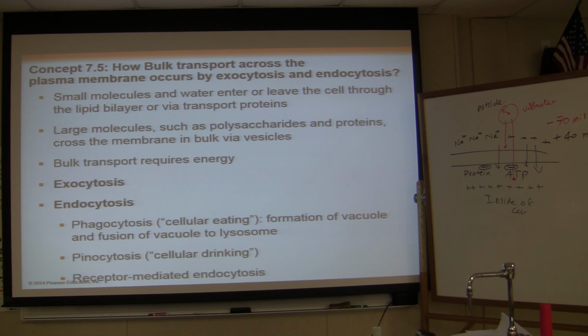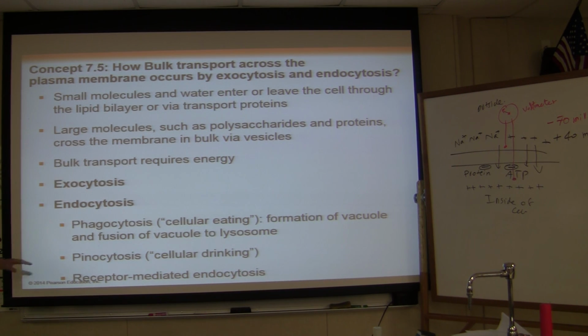In main campus, we have a model of an amoeba eating. Imagine my fist is a bacterium that they wrap their pseudopod around, and they eat it. That is called phagocytosis. They eat bacteria. It happens inside of your cells as well.